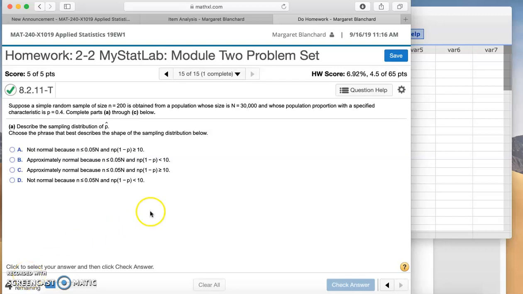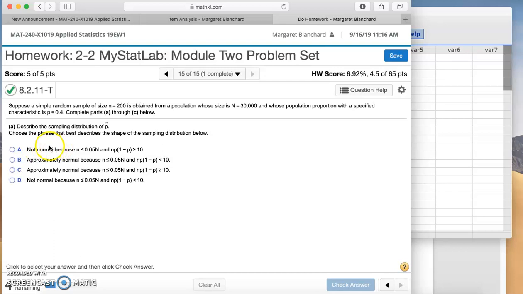So, Module 2, problem number 15. Suppose a simple random sample of size n equals 200 is obtained from a population whose size is capital N equals 30,000, and whose population proportion with a specified characteristic is p equals 0.4. Complete parts A through C below. Part A, describe the sampling distribution of p hat. Choose the phrase that best describes the shape of the sampling distribution below.